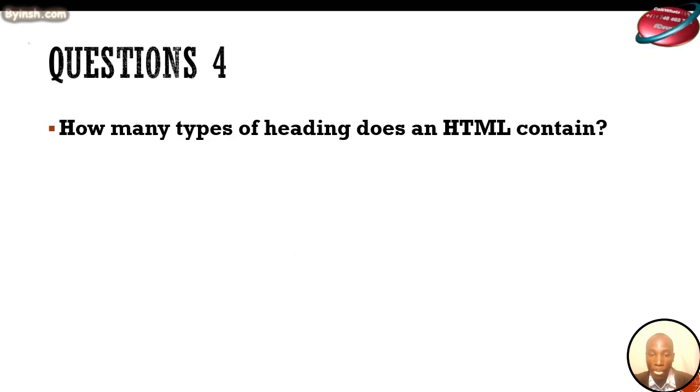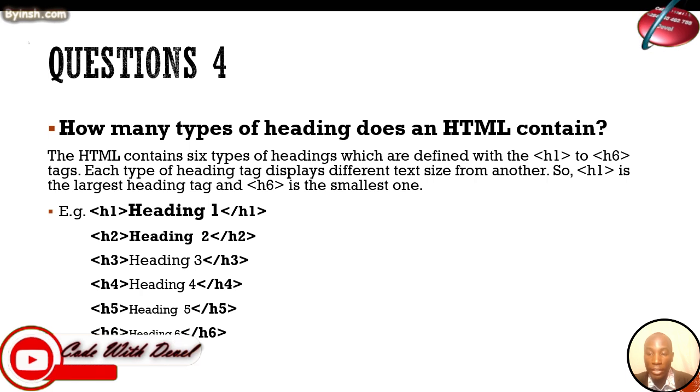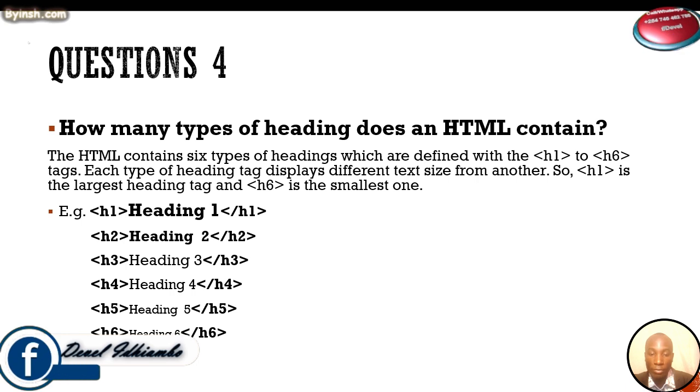Question 4. How many types of headings does HTML contain? Currently, HTML has 6 different types of headings defined from h1 to h6, and each type of heading tag displays different text sizes from another. H1 will display the largest content in terms of font size. As you go up to heading 6, you will have the smallest one.